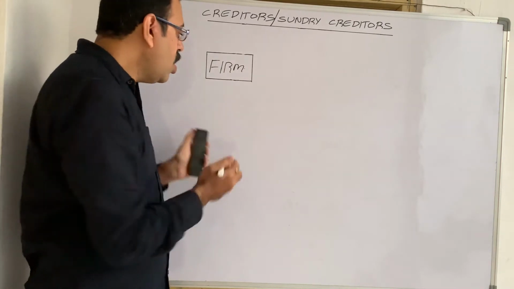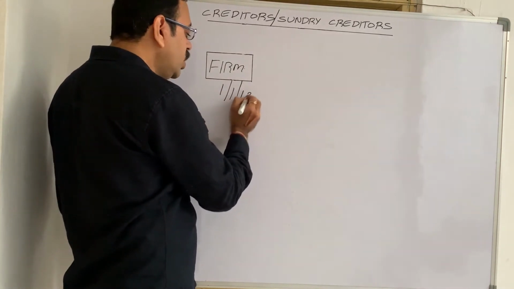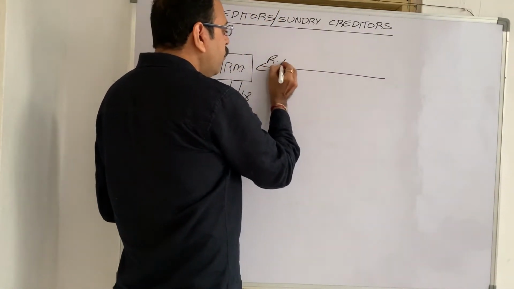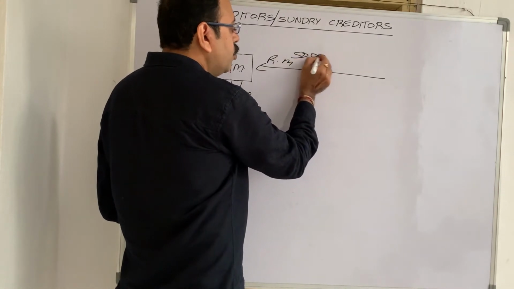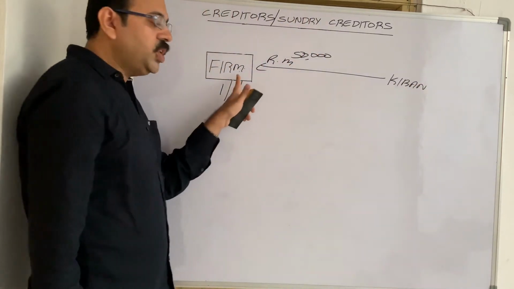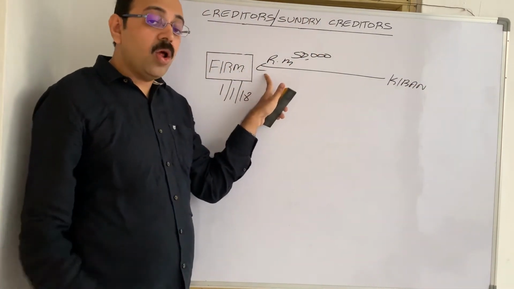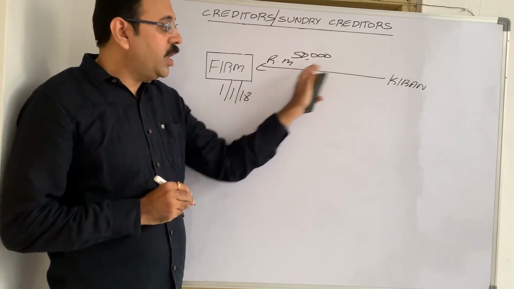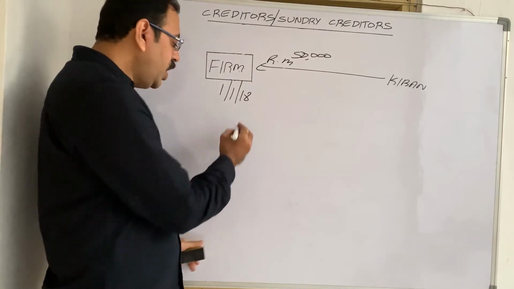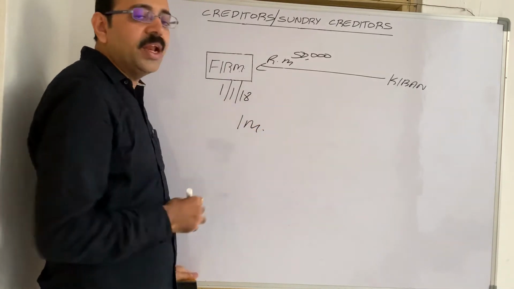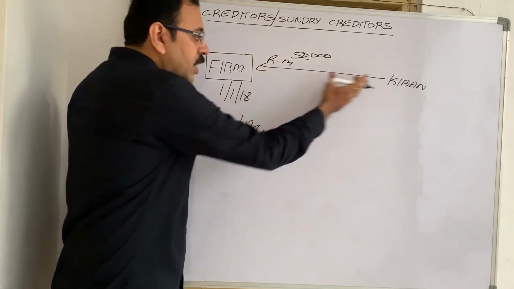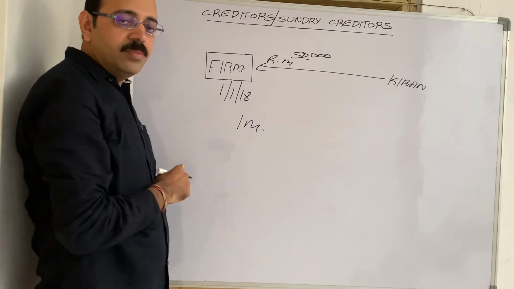Take one example. On 1st January 2018, the firm purchased raw material worth 50,000 rupees from Kiran. We purchase goods for cash or on credit basis. Assume that from Kiran we purchased these goods on credit basis and we requested a 1 month credit period. He accepted. Now for this 1 month period, Kiran becomes a creditor.